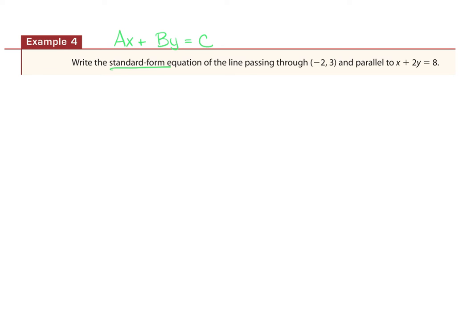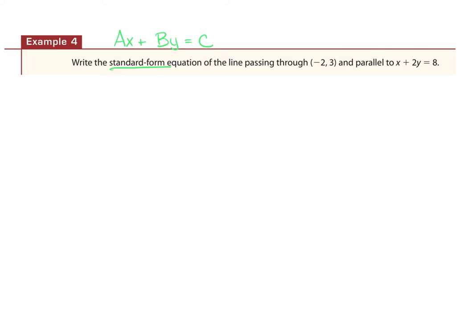And I'm telling you this because on a standardized test, they almost always do the first number as a positive number, okay? So even if you have to negate everything. Standard form of equation, ax plus by equals c. They want it to go through the point -2, 3, and they want it to be parallel to the line x plus 2y equals 8.